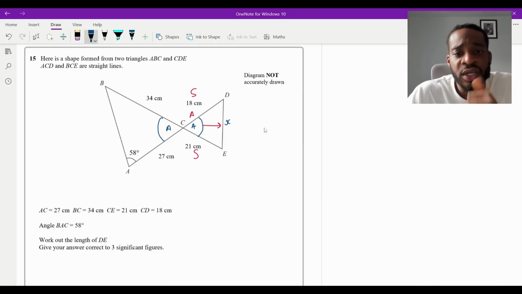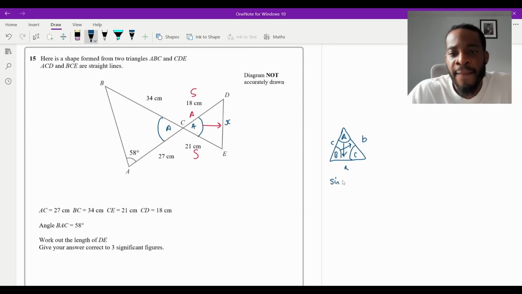Now what do I have? Remember when you're dealing with the sine rule, right? Let me just write this here. Say I've got a triangle like this. Let's say this is A, this is lowercase a, this is B, this is lowercase b, and then this is C, and then this is lowercase c. All you need is a combination of two. So I can say that, for example, sine A over a is equal to sine B over b, which is equal to sine C over c.